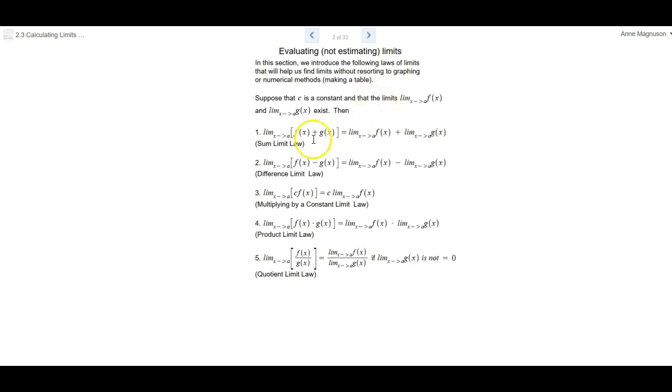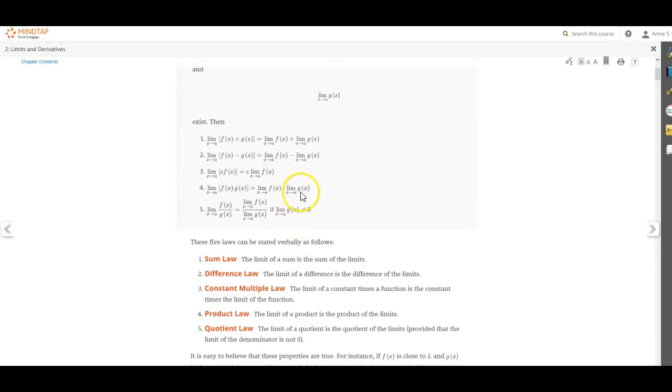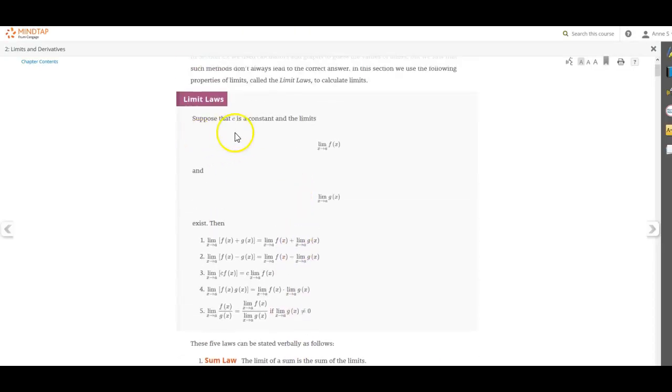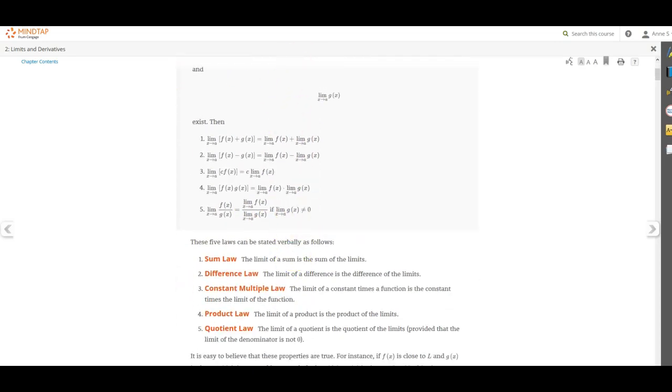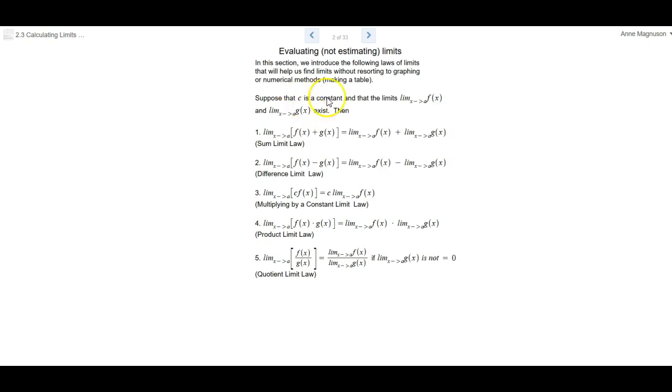So we're going to start off by looking at 5 basic limit laws, and we're going to use these to help us break down more complicated functions and find limits of the smaller parts. These limit laws are in your textbook in section 2.3. So if I go to the e-text, here's the box with the limit laws. I just want to go through these and show some examples.